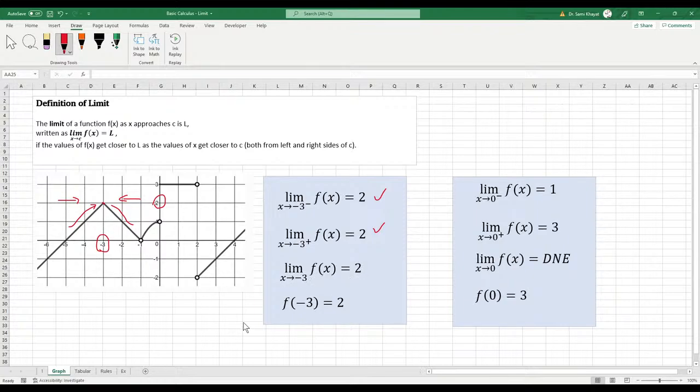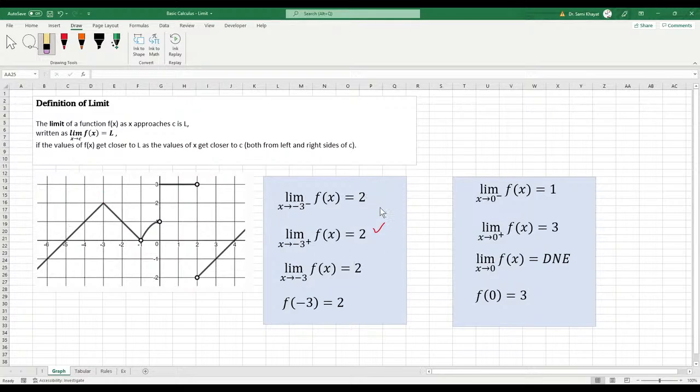Now this is different from the function value, because here the function means we substitute the value of x in the equation. This function, if you have negative 3, also gives you 2. This is different from the limit.